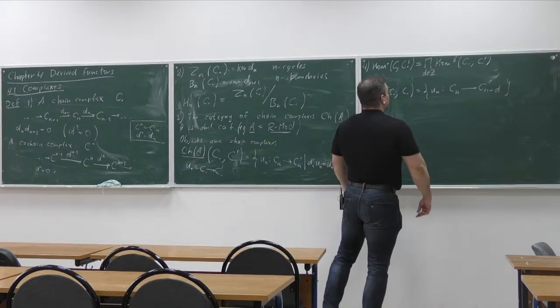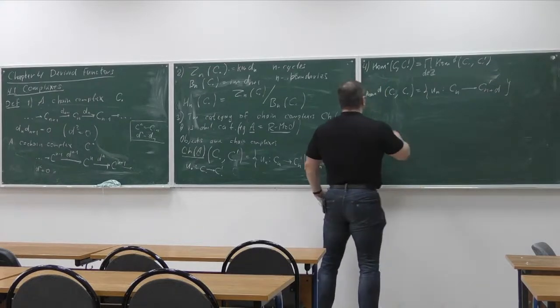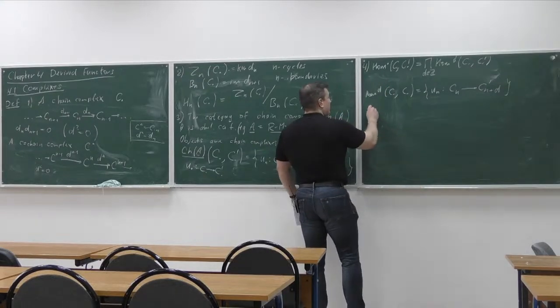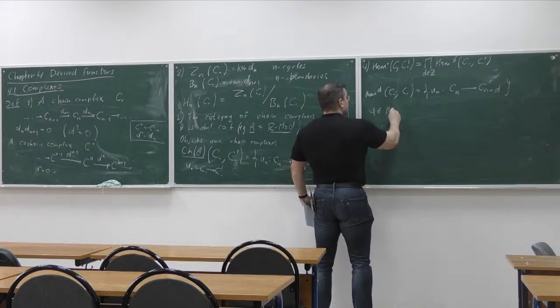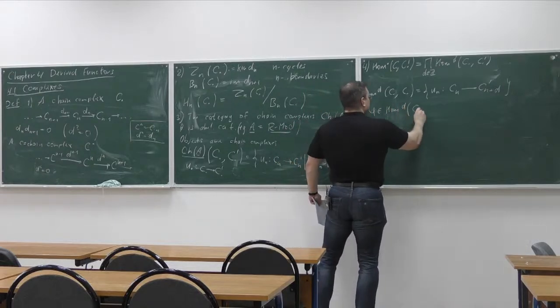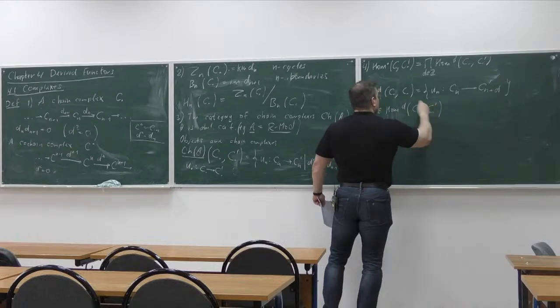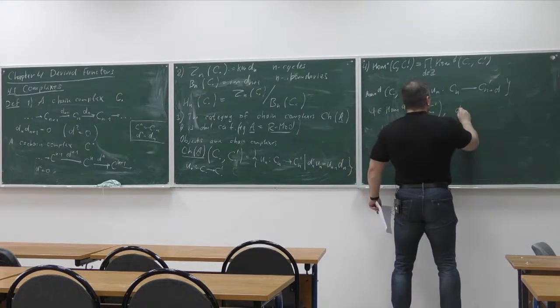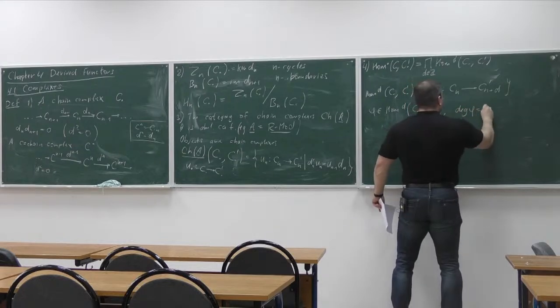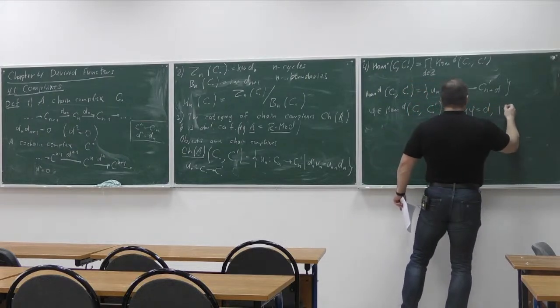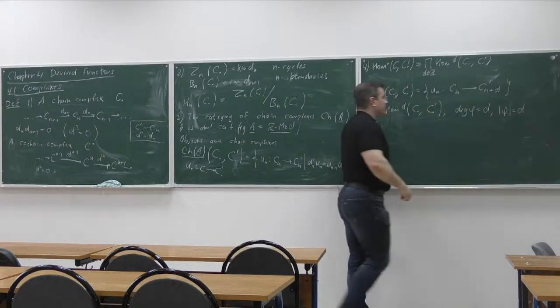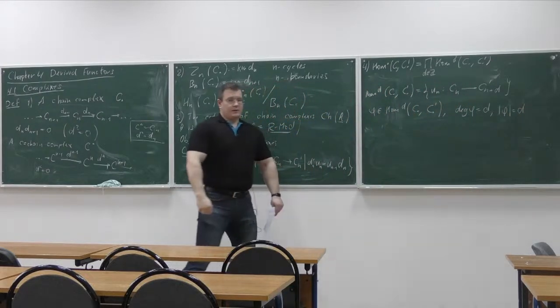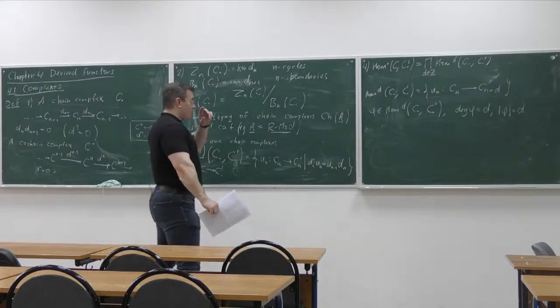And maybe I can also introduce some notation. Whenever I have a map phi that lives in Hom d, for shortness, I'm going to write that the degree of phi is d, or the absolute value of phi is d, just to indicate that we consider maps of the given degree.